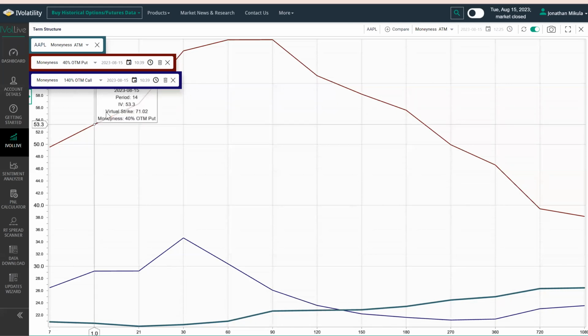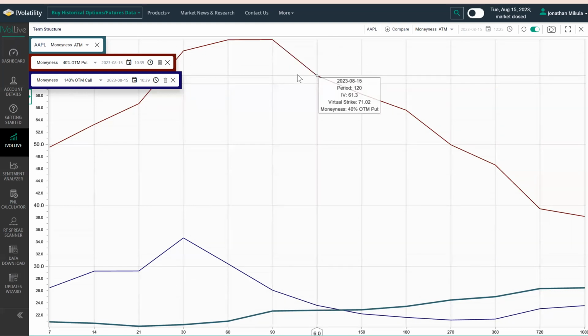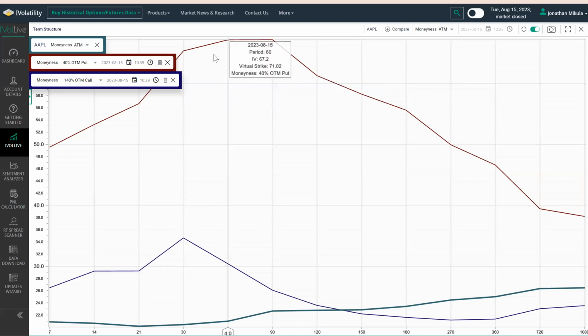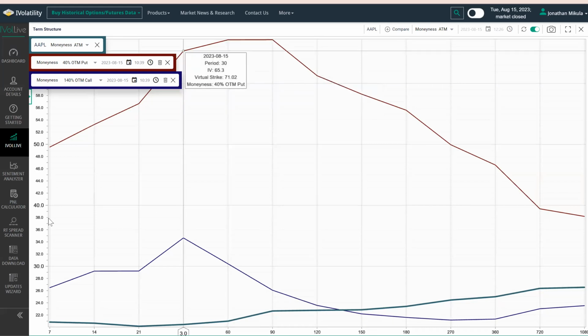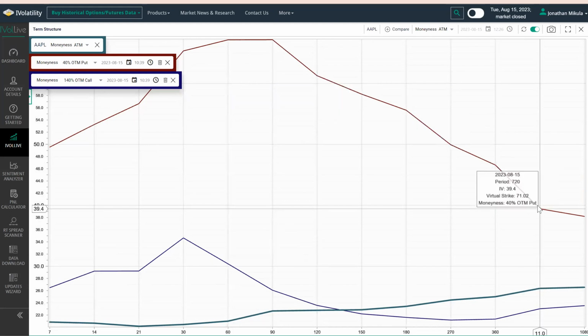And then if I'm looking at this 40% out of the money put, I can tell the implied volatility is high, meaning if I wanted to sell an option on Apple, if I wanted to sell a put and agree to buy it, I could get a nice premium. If I look out anywhere between 7 days and really a year on the expiration curve for Apple.